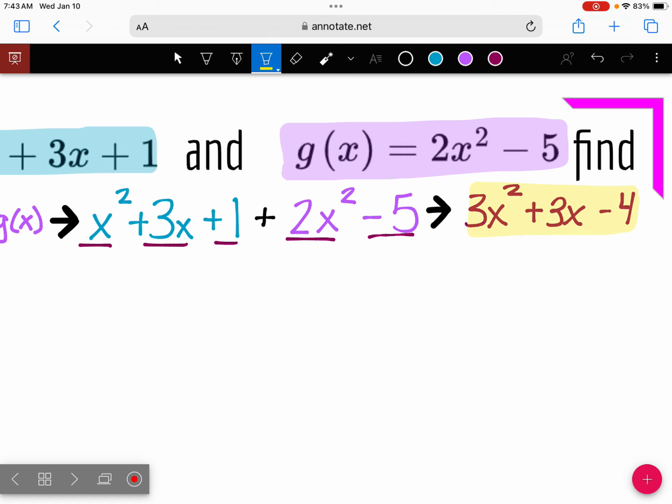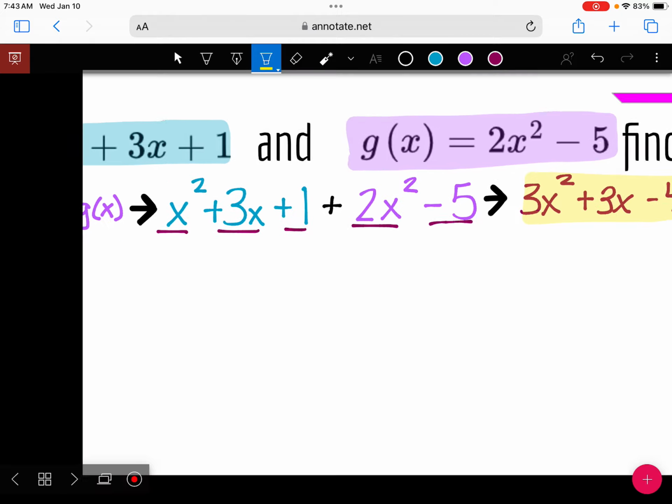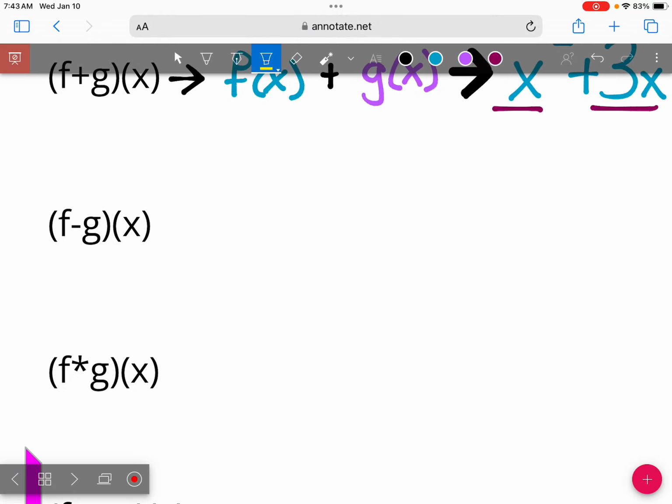So this feels a lot more like that polynomial addition and subtraction that we did right at the end of first semester. Same kind of vibe. It's the very same vibe, just in a different font.